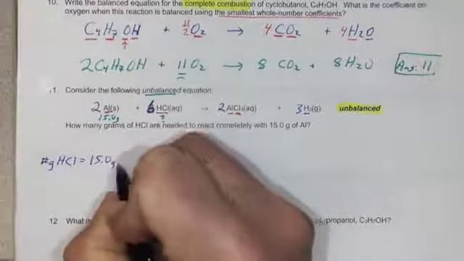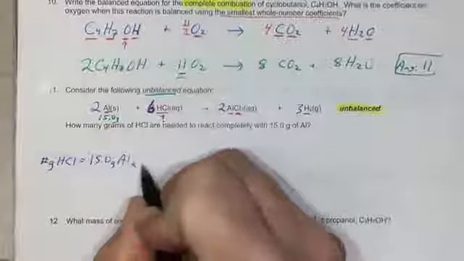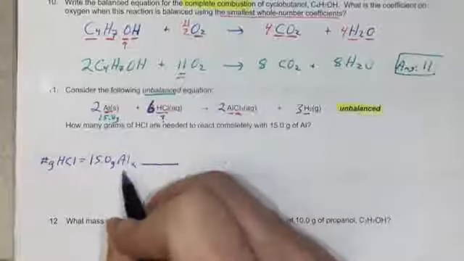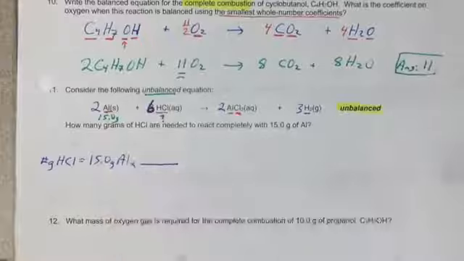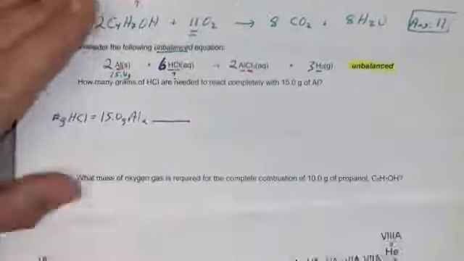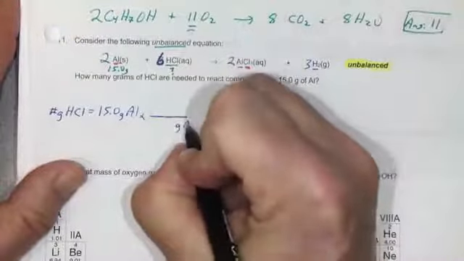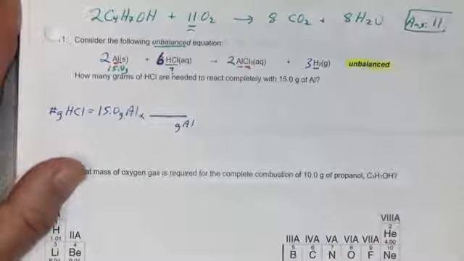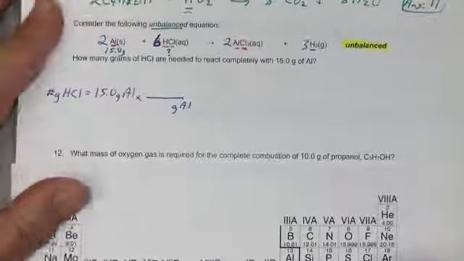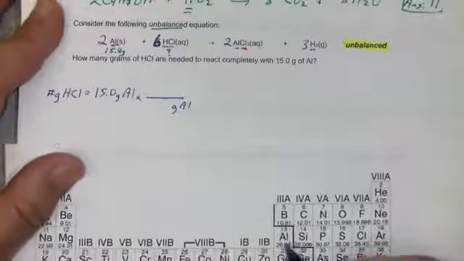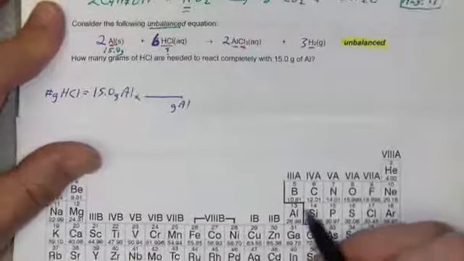15.0 grams of aluminum. Now, when I have it in grams, I always convert from grams to what? I always convert from grams to moles. And how do I go from grams to moles? By the molar mass. So down here I'm going to put grams of aluminum. I don't want it in grams of aluminum. And the molar mass of aluminum is 26.98 grams of aluminum per 1 mole of aluminum.